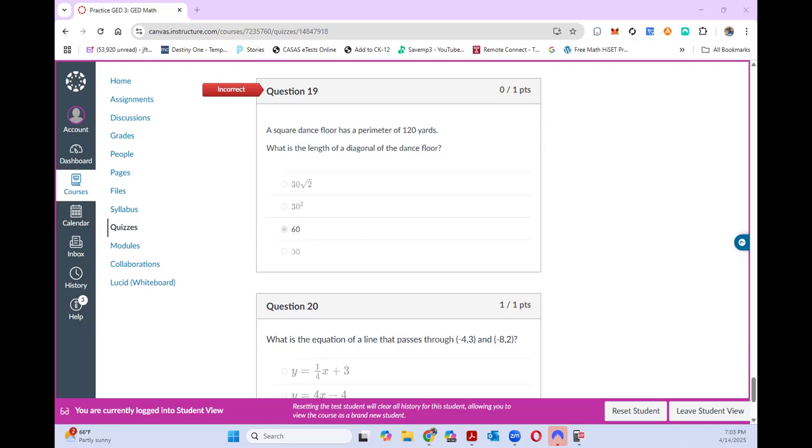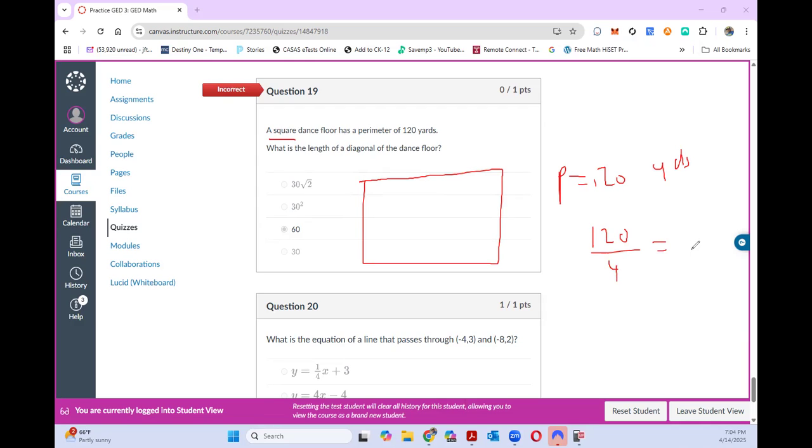Number 19. Now, I don't know where you got this answer from. It was a guess. You can't guess. Draw it. A square dance floor has a perimeter of 120 yards, right? A square. That means all sides are equal. 120 divided by 4 is 30. This is 30, this is 30, this is 30, this is 30. What's the length of the diagonal?